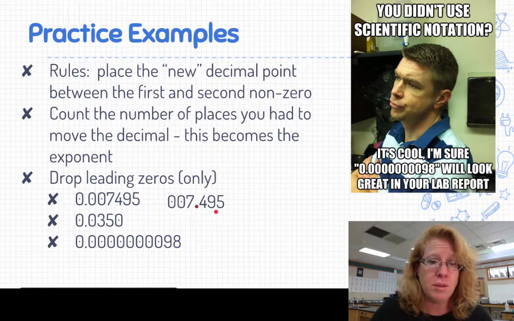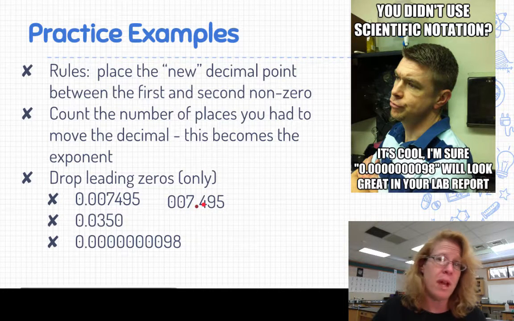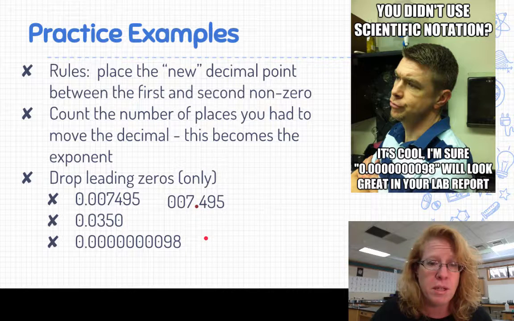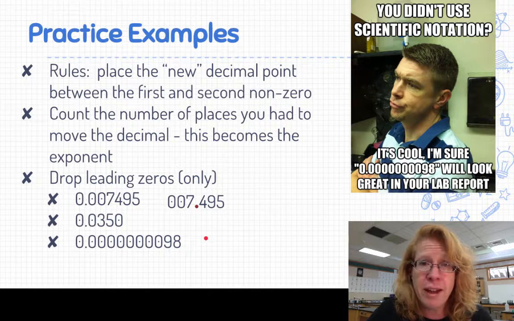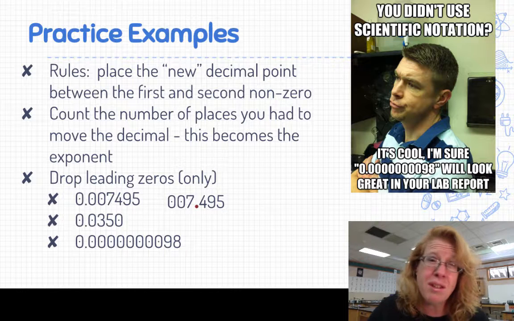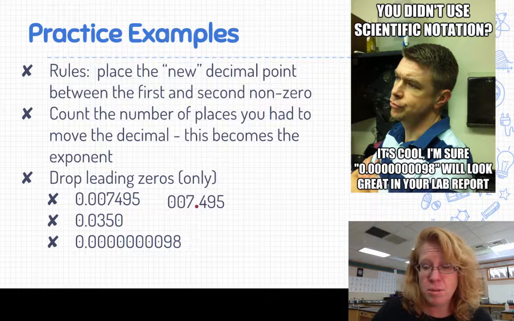So let's take a look at this one. Here's the example I'm going to have you do. Kind of same thing. I'll work this one out and then let you guys do the other 2 that are on this page. So with this one, 0.007495, I move the decimal between the 7 and the 4. So now I've moved it over a couple of places in terms of 3 spots from where it originally began.